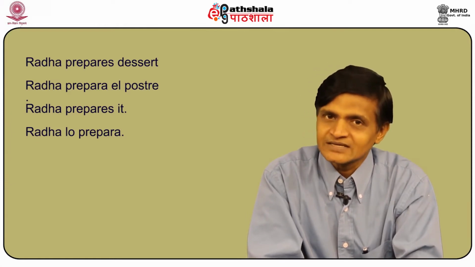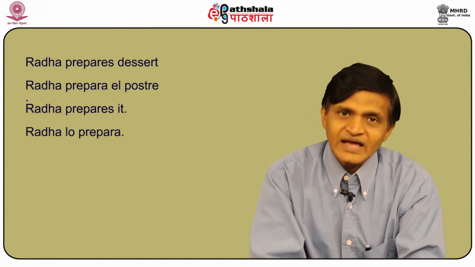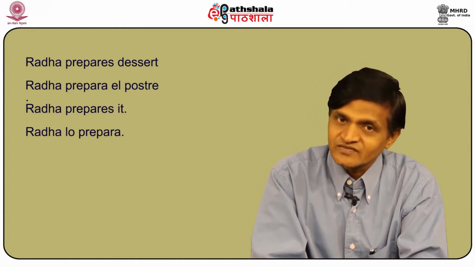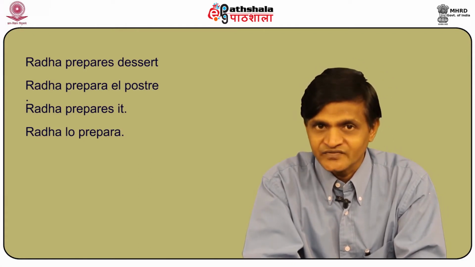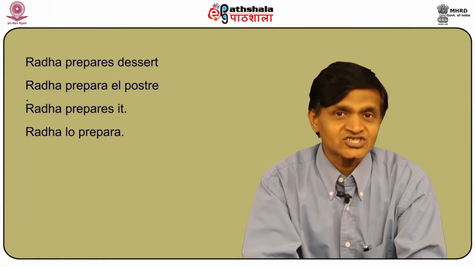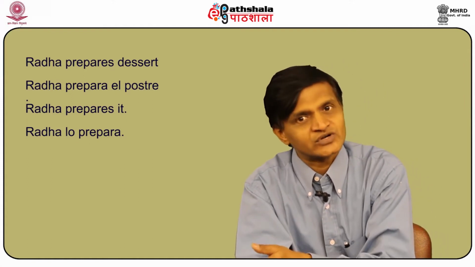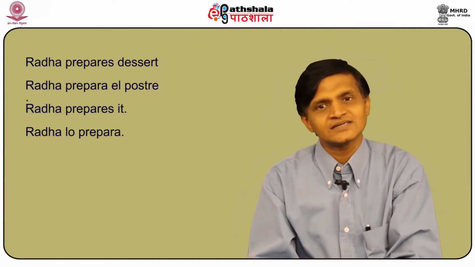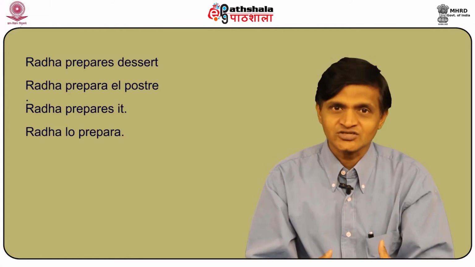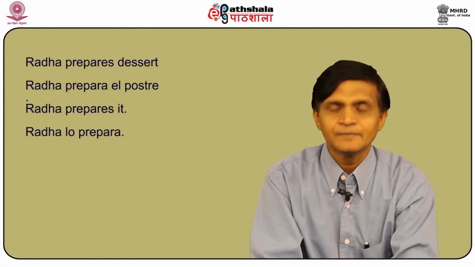So in a simple sentence like Radha prepares dessert, when we analyze it, Radha is the subject of the sentence, prepares is the verb and it is a transitive verb as it transfers action to an object and so requires an object. And then what is the object? The direct object is the dessert, as it receives the action of the verb. The dessert is what Radha prepares.